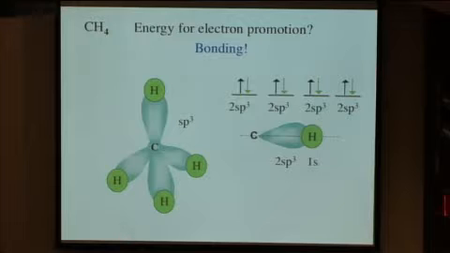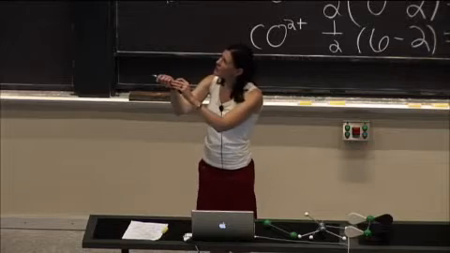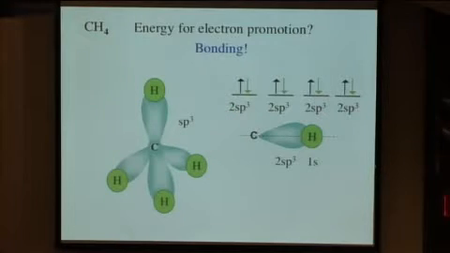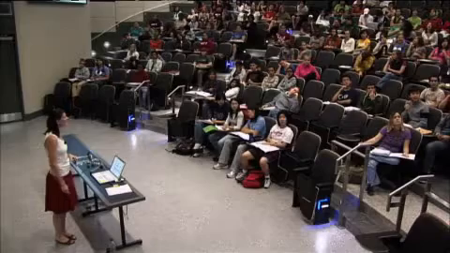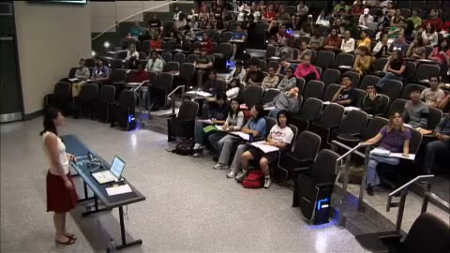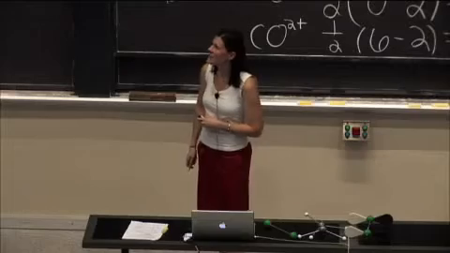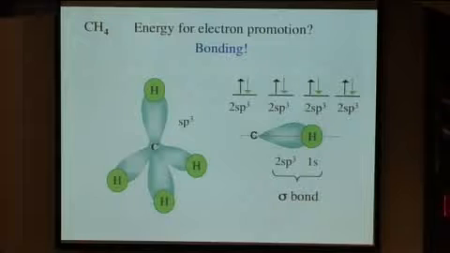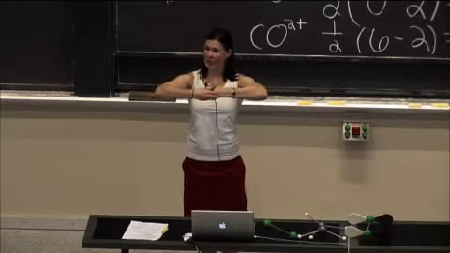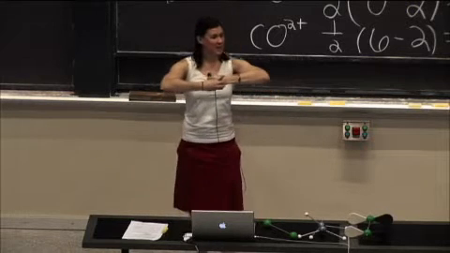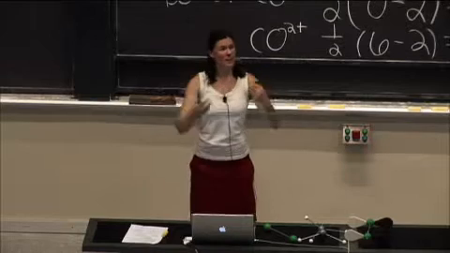So the way that you describe a bond is you describe the orbitals that the bond comes from and also the symmetry of the bond. So would you expect this to be a pi bond or a sigma bond here? Okay, I'm hearing some mixed answers. It turns out that it's a sigma bond. The reason it's a sigma bond is because the sp3 hybrid orbital is directly interacting with the 1s orbital of the hydrogen atom, and that's going to happen on the internuclear axis.